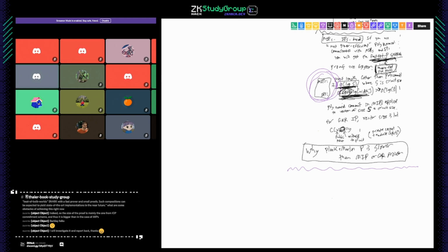So, okay. I probably shouldn't try to give the technical reason, given the timing, why the prover in the constant round polynomial IOPs tends to be slower than in the MIPs and the IPs. But I can say one sentence about it. And basically, here it is.